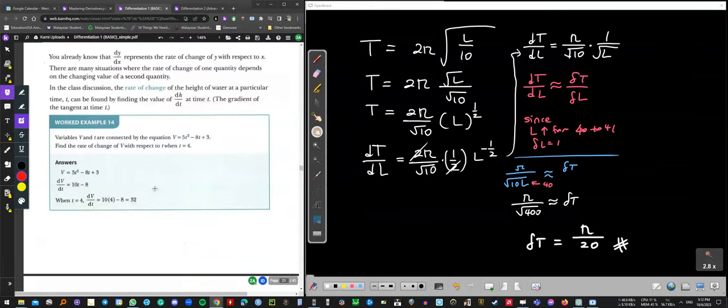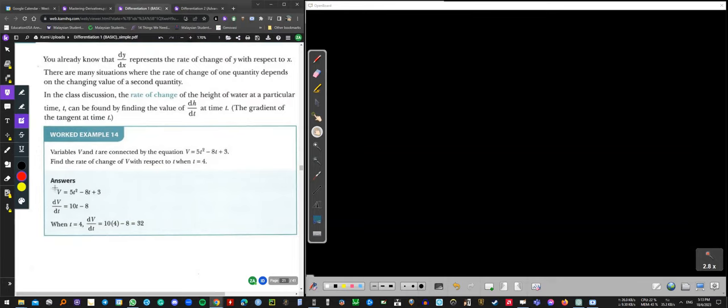Now, work example 14 memang just very straightforward. Saya tak ada apa nak introduce. Cuma kat sini, I just like to read it for you lah, just to make sure you understand. Dia kata dekat situ, variable V dengan T connected by this equation. Obviously lah, sebab you can see, you boleh nampak T menyebabkan apa sahaja jadi V lah. Okay. Bila dia nak the rate of change of V with respect to T apabila T 4, kalau you masukkan T equals to 4 dalam function ni, you dapat apa nilai V ketika T 4, bukan rate of change.